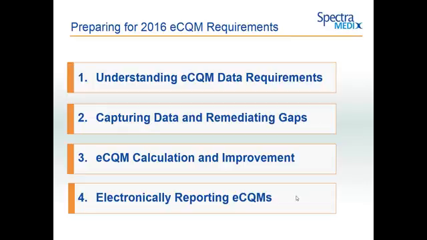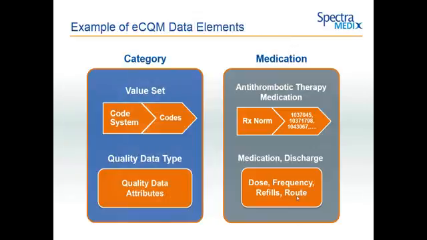The Stroke 2 measure is ischemic stroke patients prescribed antithrombotic therapy at hospital discharge. So if you look at that measure, the denominator is all patients who were discharged with a principal diagnosis of ischemic stroke. And the numerator in this case will be patients that were prescribed antithrombotic therapy at hospital discharge. So taking that example, let me go through these 4 sections. Next slide, please.